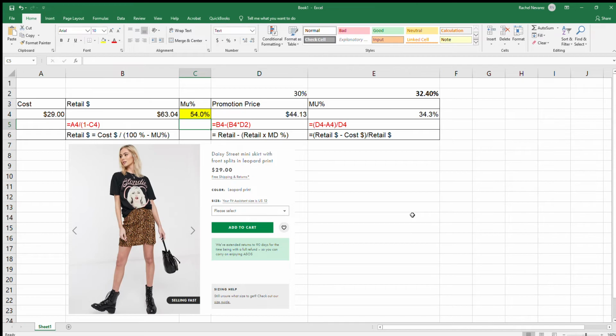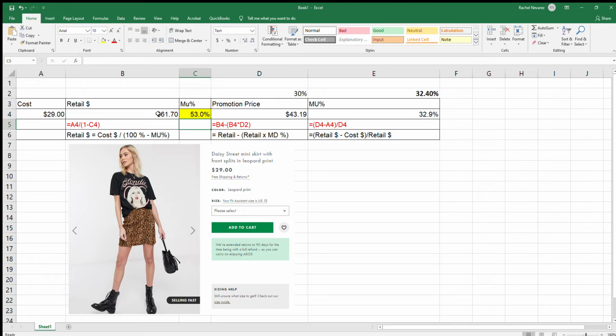Let's try 54%. That meets my markup percentage. Now I could leave it there, or I could try to play with it a little more. Nope, not quite. So at a 53% markup, or at a $61.70 retail price, I still hit my desired markup at a discount. Does that make sense?